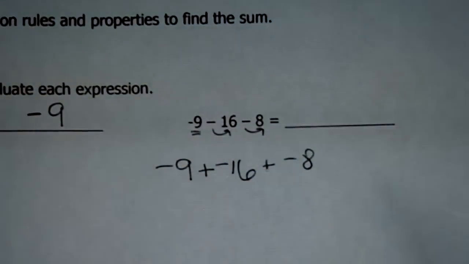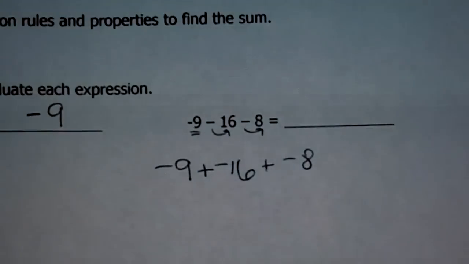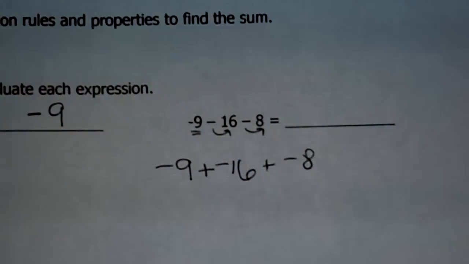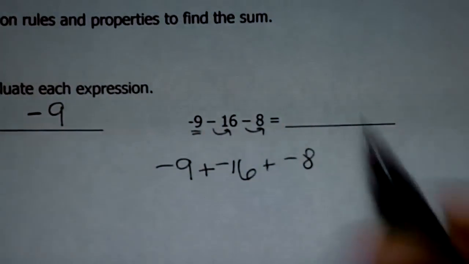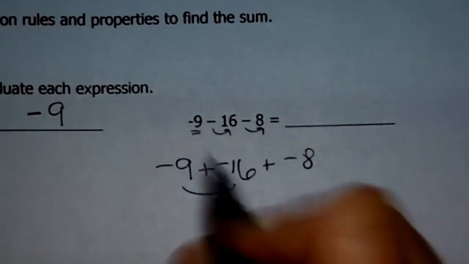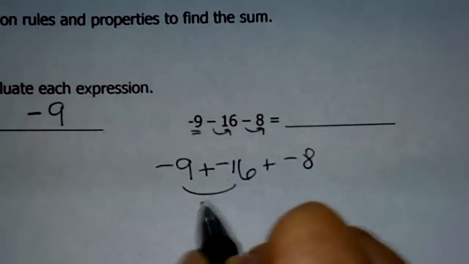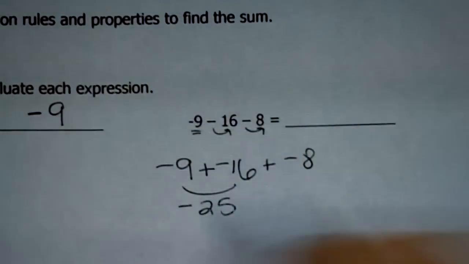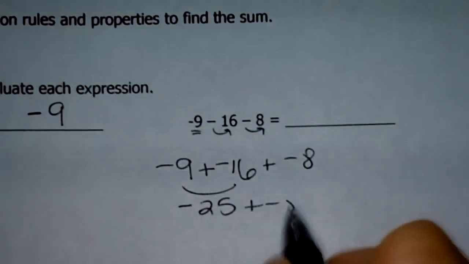So here, I am adding all negatives. So that means all I need to do is add all these digits and keep the sign. So I'll just go from left to right on this one. Why not? When you take a negative 9 plus a negative 16, add the digits. So 16 plus 9 is 25. Keep your sign. And I still have to add that negative 8.